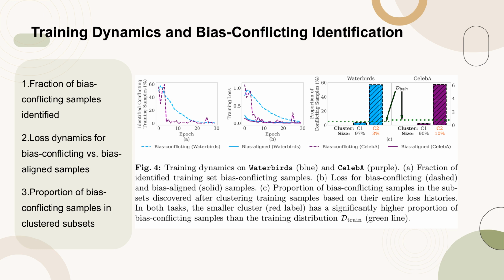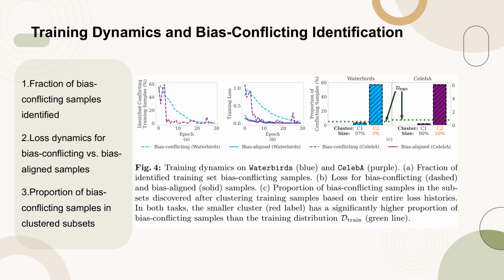Finally, panel C shows the proportion of bias-conflicting samples and the subsets discovered after clustering the training samples based on their entire loss histories. The smaller cluster, labeled in red, consistently has a higher proportion of bias-conflicting samples compared to the overall training distribution, as indicated by the green line. This demonstrates the effectiveness of clustering based on loss histories in identifying bias-conflicting samples, which is crucial for targeted augmentations and bias mitigation strategies.